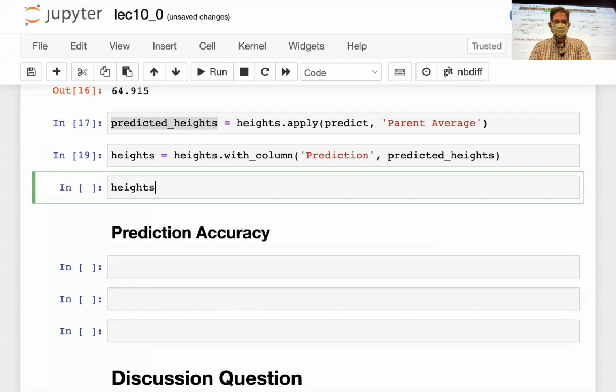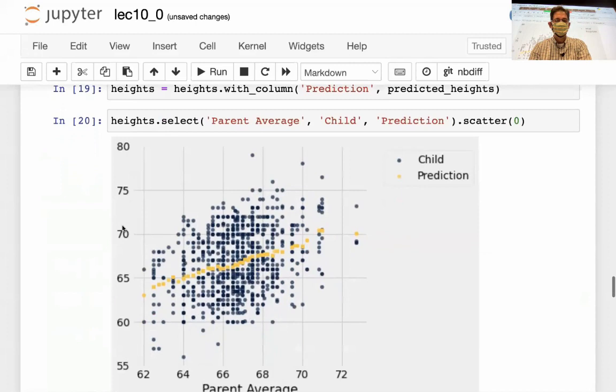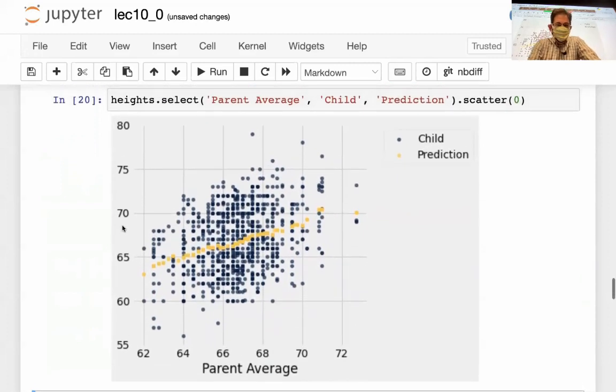Now I can draw a new scatter plot, one that doesn't just show the parent average and the actual adult child's height, but also shows the prediction that we made by averaging. And here's what we get. The blue dots are exactly the same blue dots that we had before. The gold dots, in this case, are, for each point, what is the average height of children for all the parents that have about that same parent average.